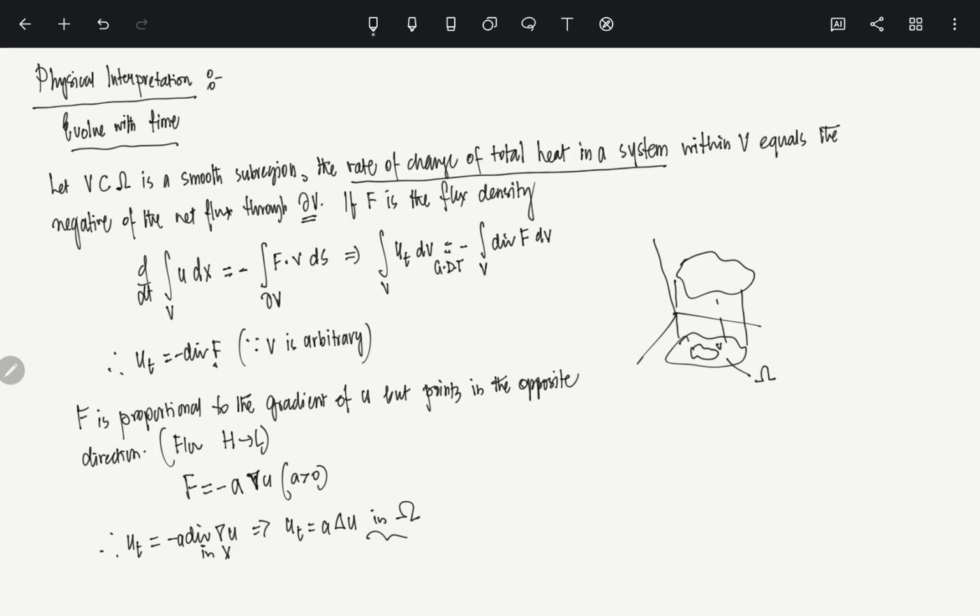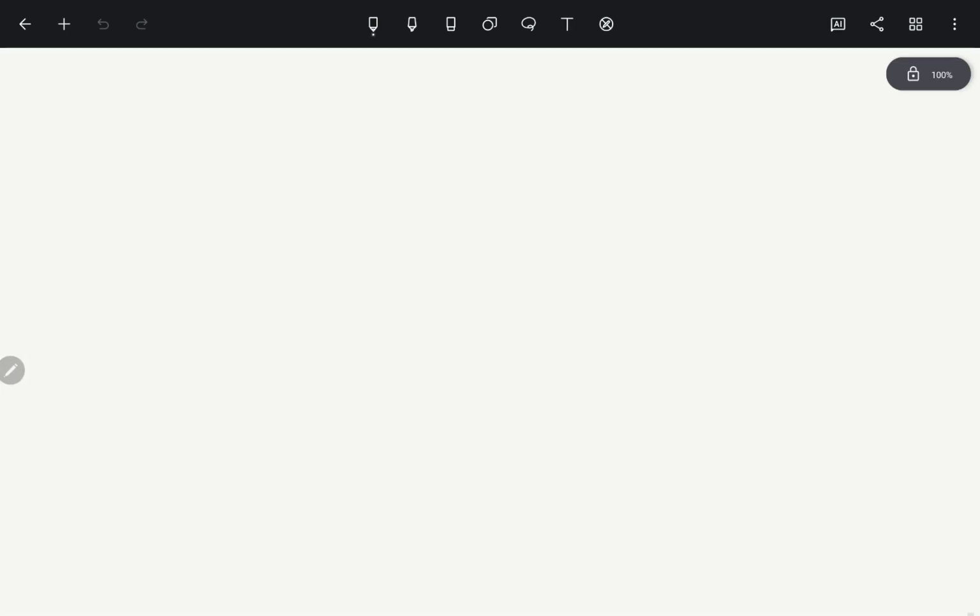Is it okay? So this is the idea. Generally what happens is this: you want to somehow calculate the heat flow through a system, and that is what it does. I mean, in the physical interpretation.